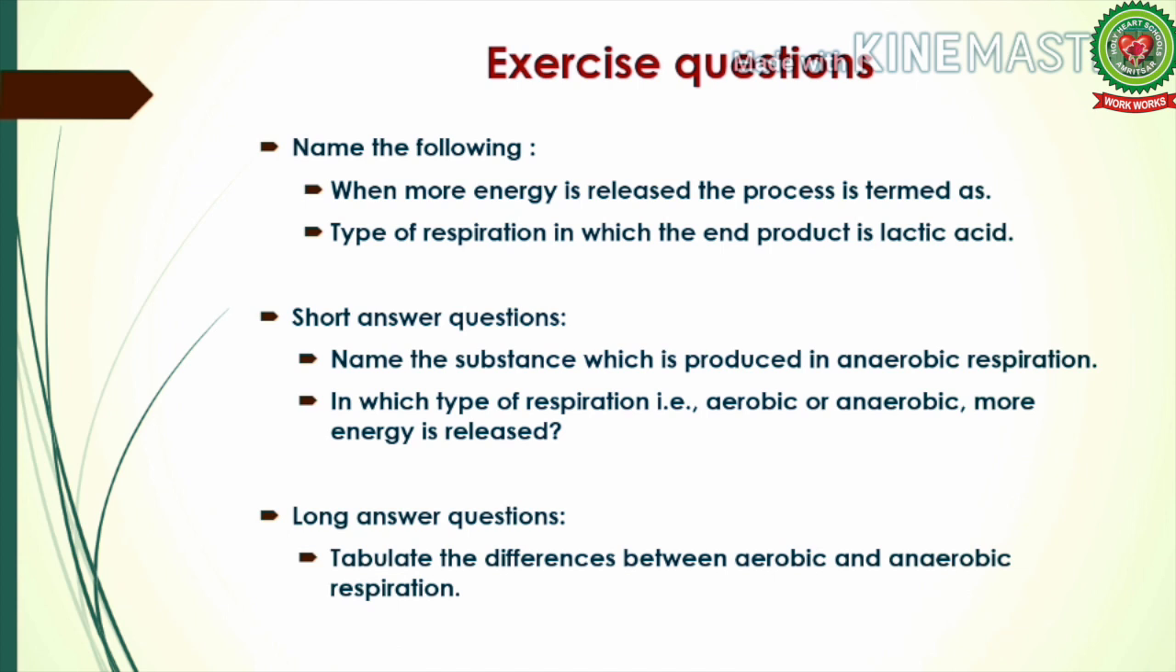Let's discuss some of the exercise questions. When more energy is released, the process is termed as. We have discussed type of respiration in which end product is lactic acid is. Short answer type questions. Name the substance which is produced in anaerobic respiration. In which type of respiration, that is aerobic or anaerobic, more energy is released. We have also discussed differences between aerobic and anaerobic respiration.